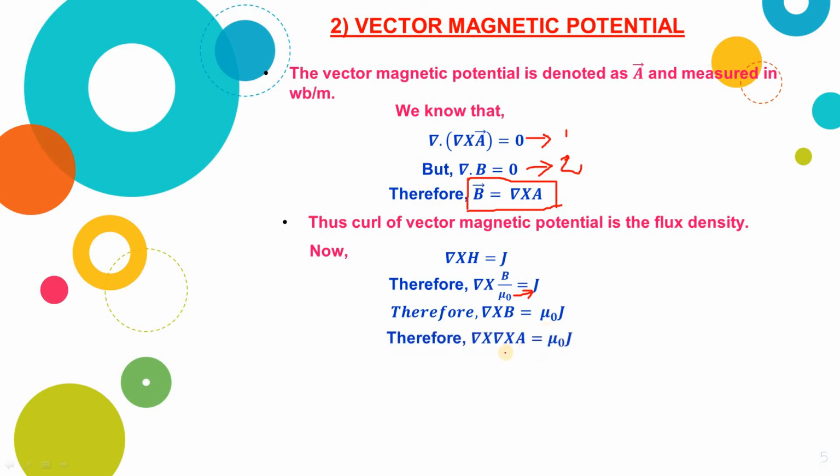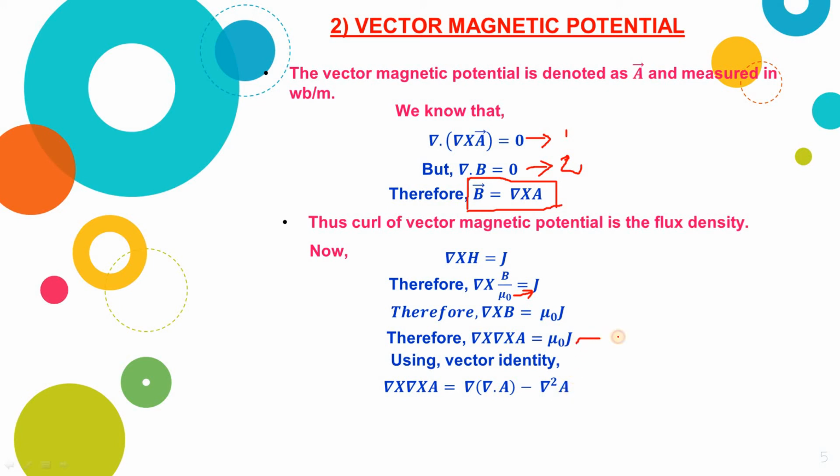Also we know very well what B is: del cross A. So we can replace B with del cross A. Therefore del cross del cross A is equal to mu naught into J. Using another important vector identity, del cross del cross A is equal to del of del dot A minus del square A.